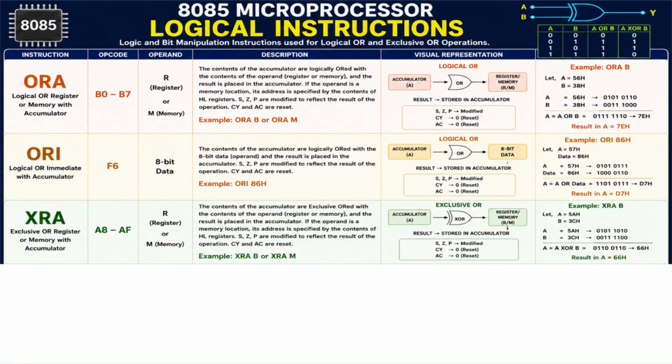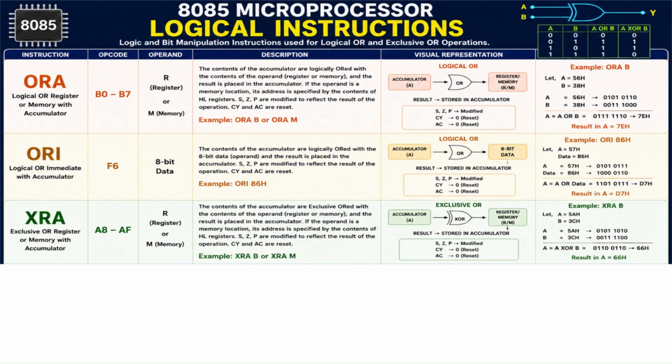Up next we have XRA. XRA stands for exclusive OR, commonly called XOR. This instruction performs a bitwise XOR operation between the accumulator and a register or a memory location. Unlike OR, XOR has a different rule. Remember the simple table I have written at the top of the slide: 0 XOR 0 gives 0, 0 XOR 1 gives 1, 1 XOR 0 gives 1, 1 XOR 1 gives 0. The simple trick to remember is that when both bits are different, XOR gives 1.